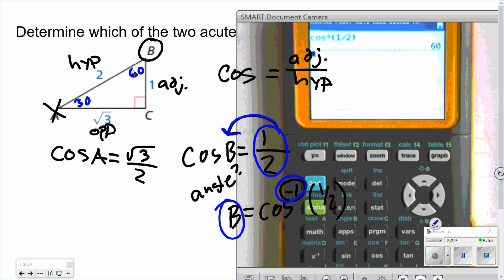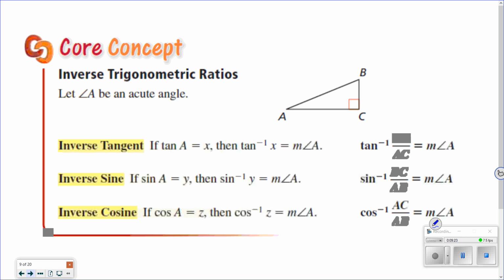So inverse sine, inverse cosine, and inverse tangent are always used to find an angle. This is from the book, the rundown of this. If the tangent of A equals x, that means the inverse tangent of x equals the measure of angle A. It tells you what angle A is equal to. Or if the sine of A equals y, then the inverse sine of y tells me the measure of angle A.